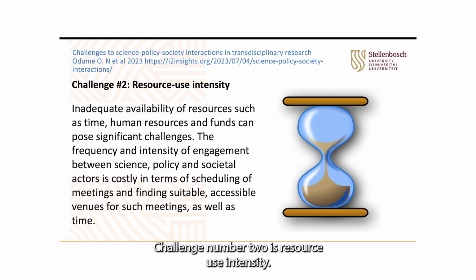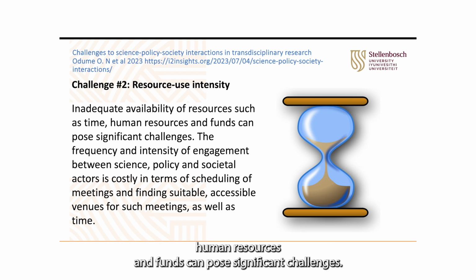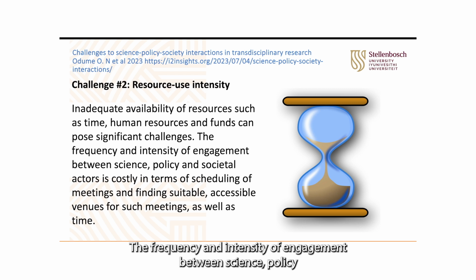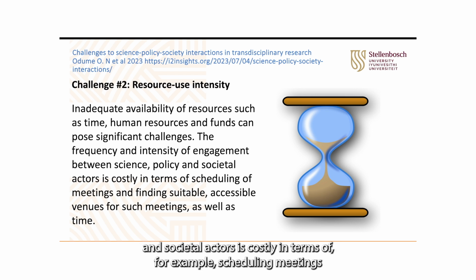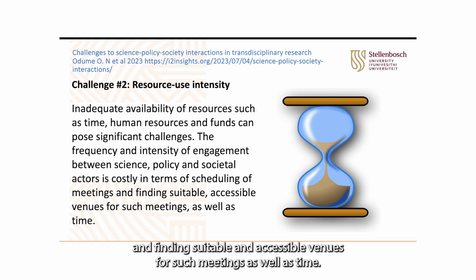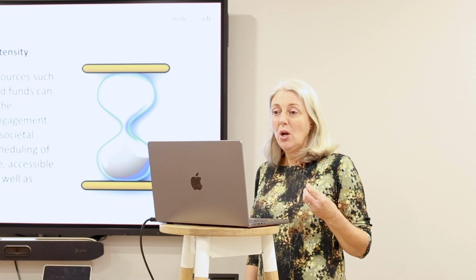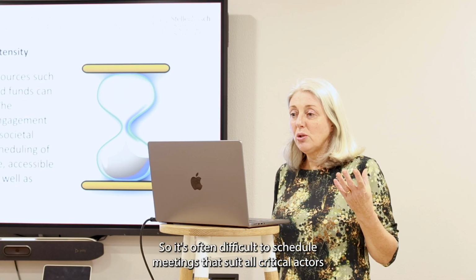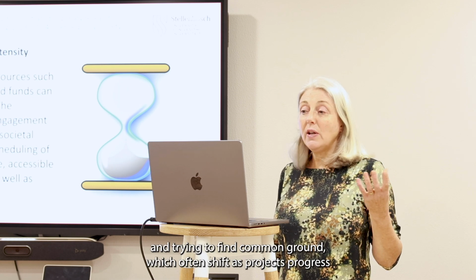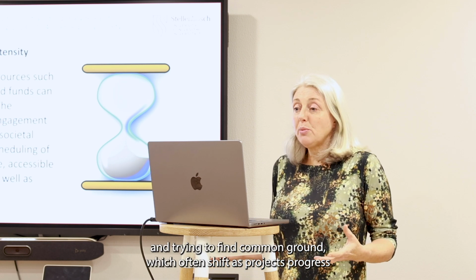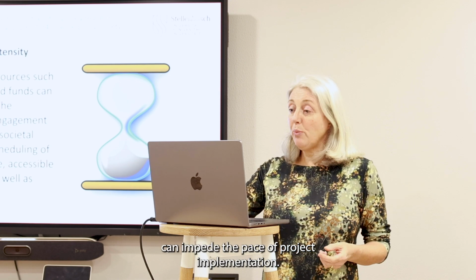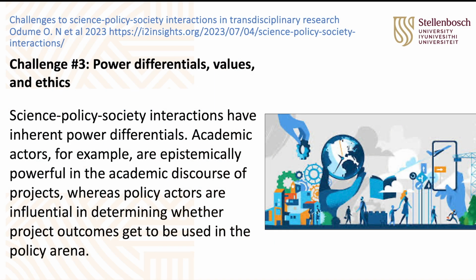Challenge number 2 is resource use intensity. Inadequate availability of resources such as time, human resources and funds can pose significant challenges. The frequency and intensity of engagement between science, policy and societal actors is costly in terms of, for example, scheduling meetings and finding suitable and accessible venues for such meetings, as well as time. So it's often difficult to schedule meetings that suit all critical actors, and trying to find common ground, which often shifts as projects progress, can impede the pace of project implementation.